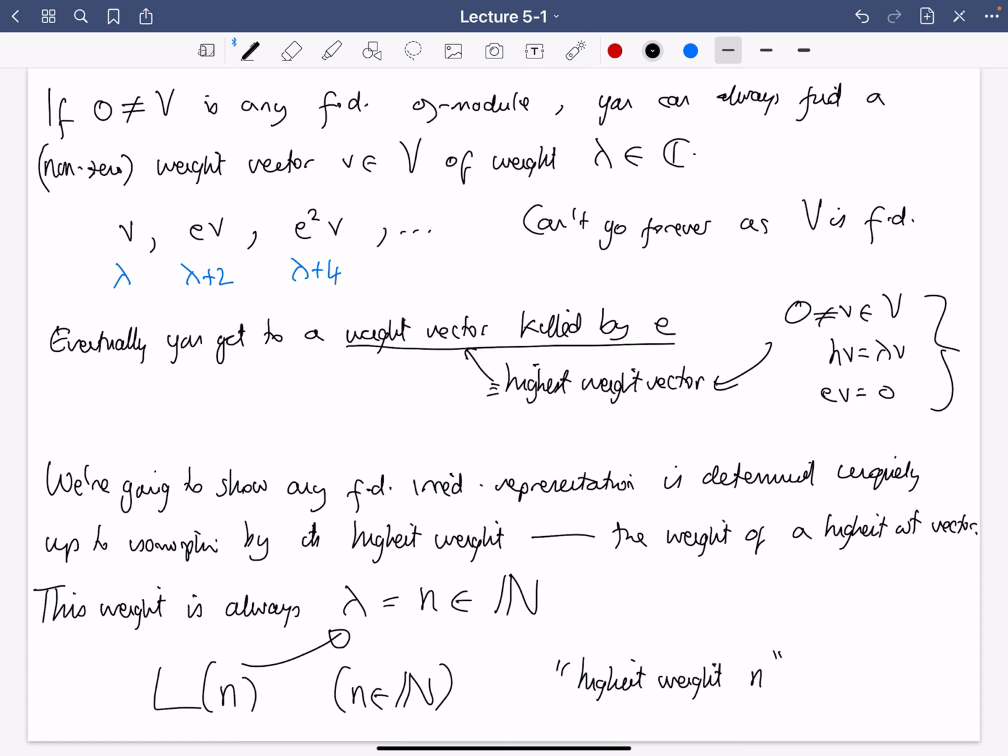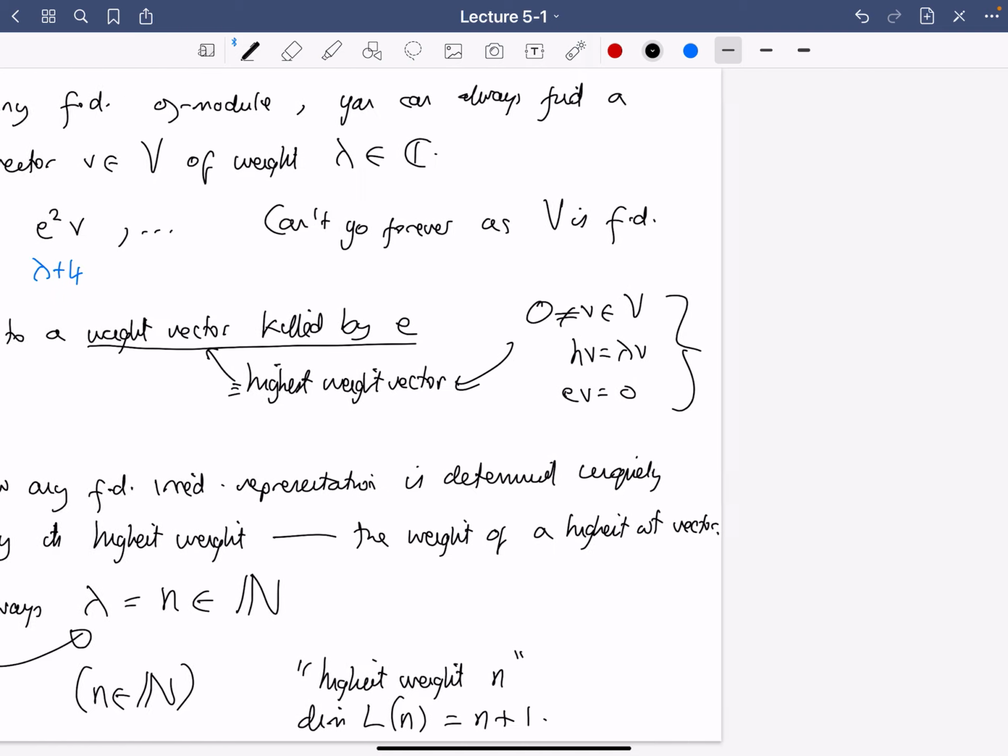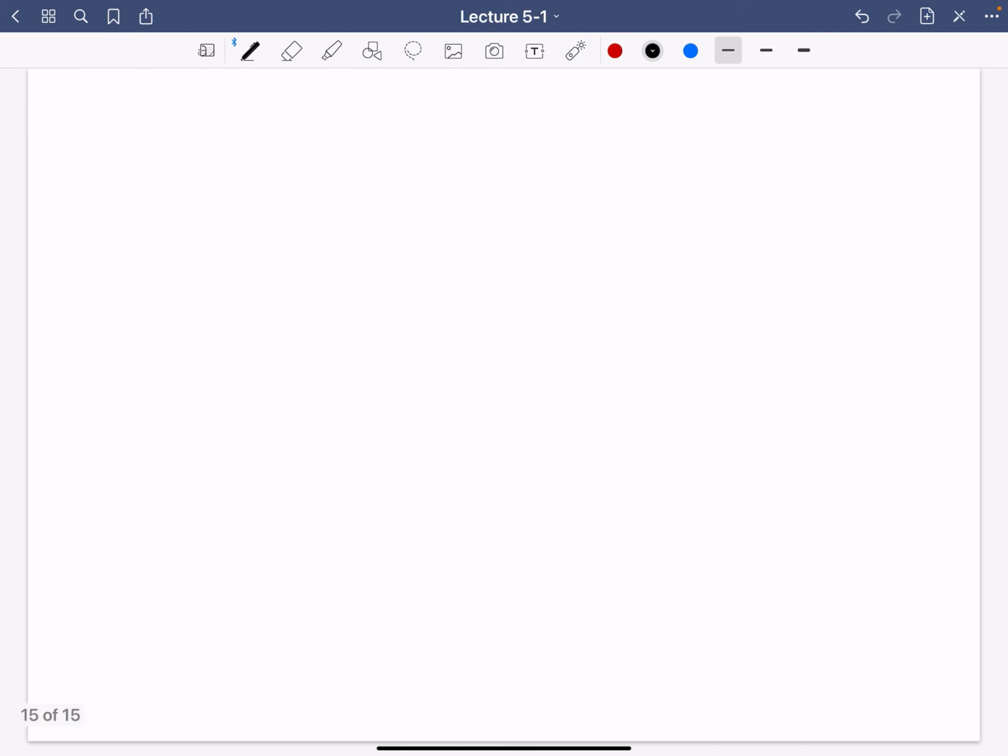And in this way, we'll see that the natural numbers actually parameterize the isomorphism classes of finite dimensional irreducible SL2 modules. So this will give this very elegant and simple classification. They're just indexed by natural numbers. In fact, the dimension of L of n will just be n plus 1. So let's just really quickly look at a few examples before we try and prove that in general.